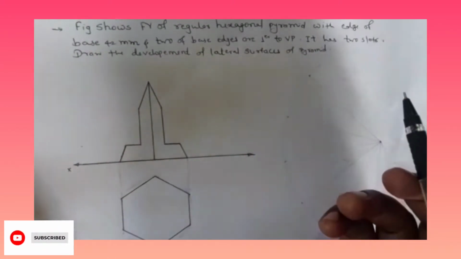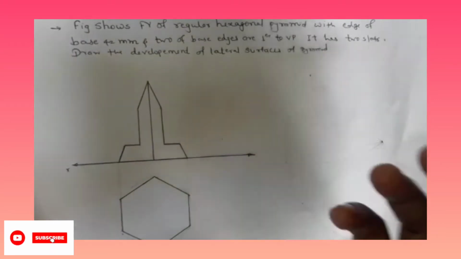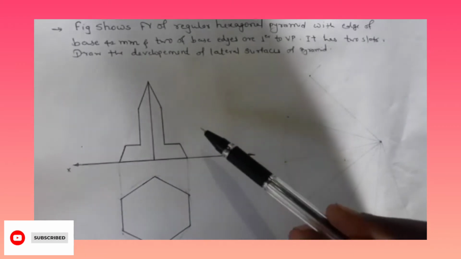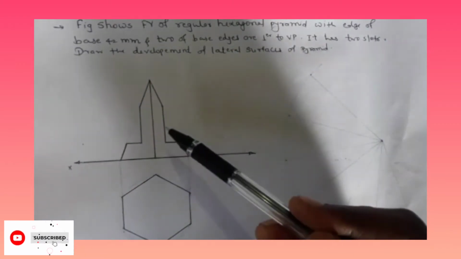Now in this, let us see first which figure they have given. Whatever front view you see here, they have given only this front view. It has two slots, meaning these are two slots. And according to the front view, we have to draw its top view.